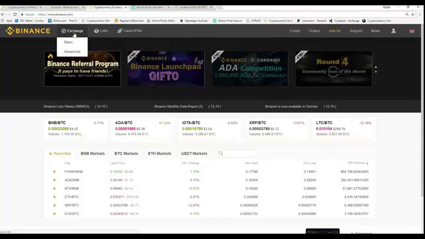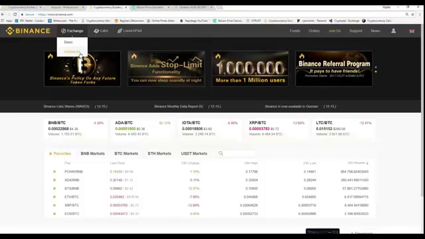So first we're going to go over to the exchange tab. This is where you're going to purchase and view the prices of different cryptocurrencies. They have a basic version and an advanced version. The only differences between these two versions is that the advanced version looks a little more intimidating, as well as they have more studies and tools that you can use on the graphs.